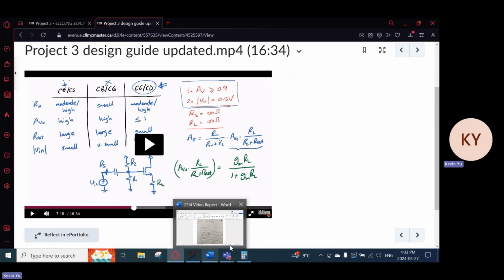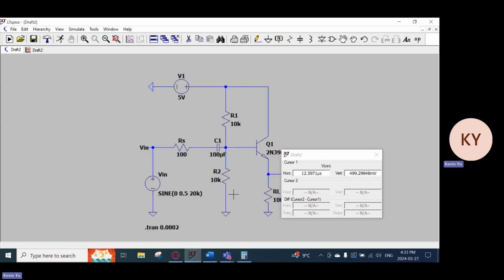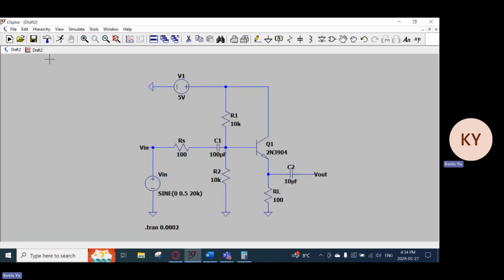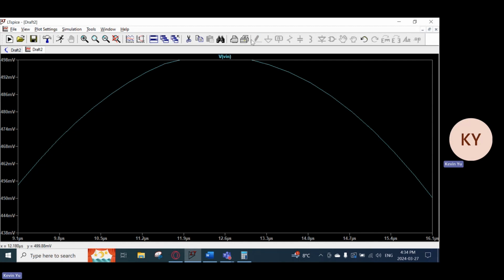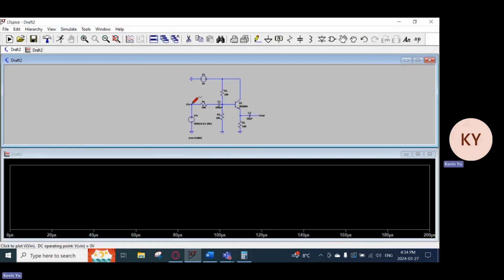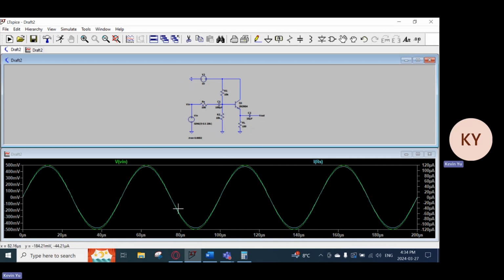Another thing we could calculate is the input resistance. As we know, the resistance is the input voltage divided by the current. So let's run this simulation again. We have an input voltage of 0.5 volts, a sine wave, and the current would just be the current through RS.